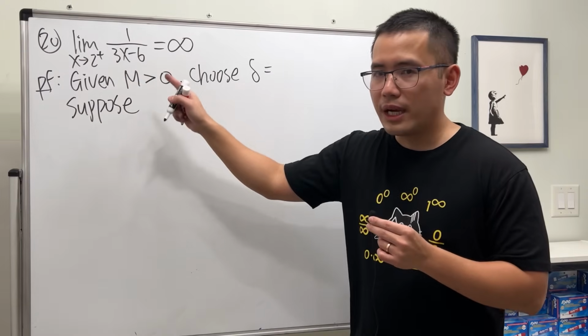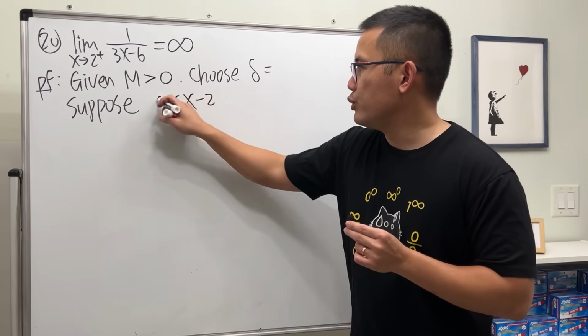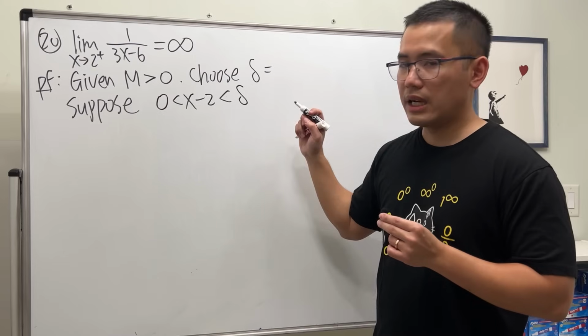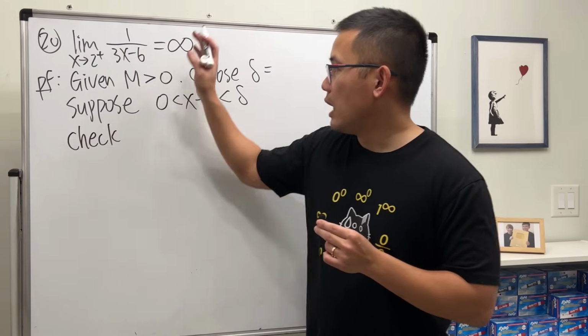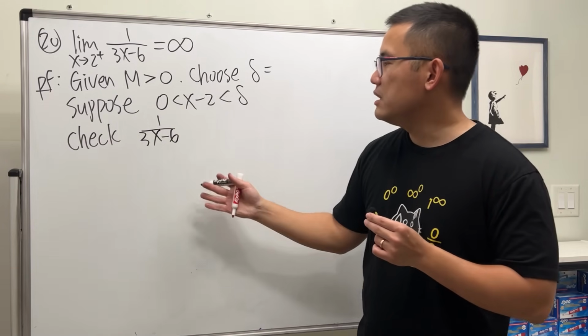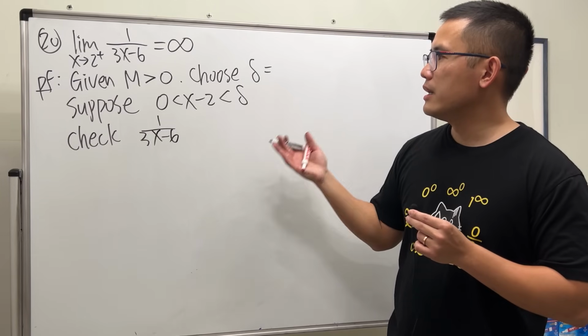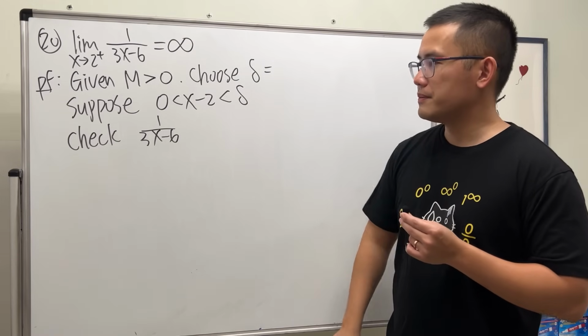it's just one-sided, right? So no need for absolute value. X minus 2 is in between 0 and delta. Then we are going to check our function 1 over 3x minus 6 is bigger than m, right? And notice that x minus 2 here.